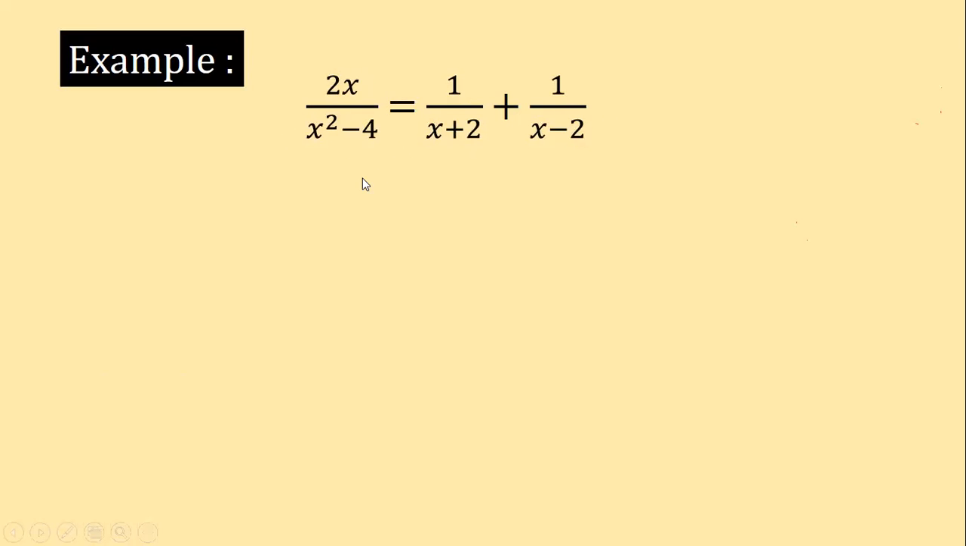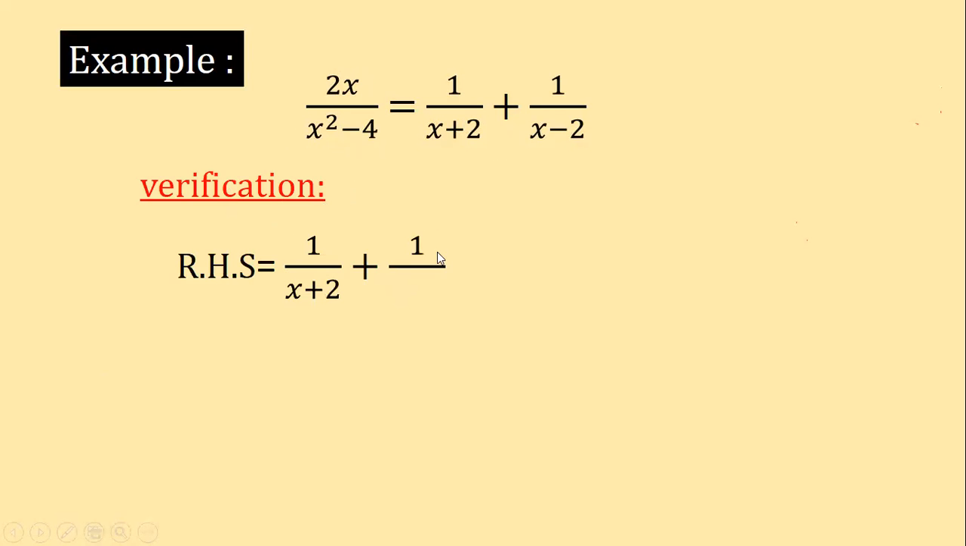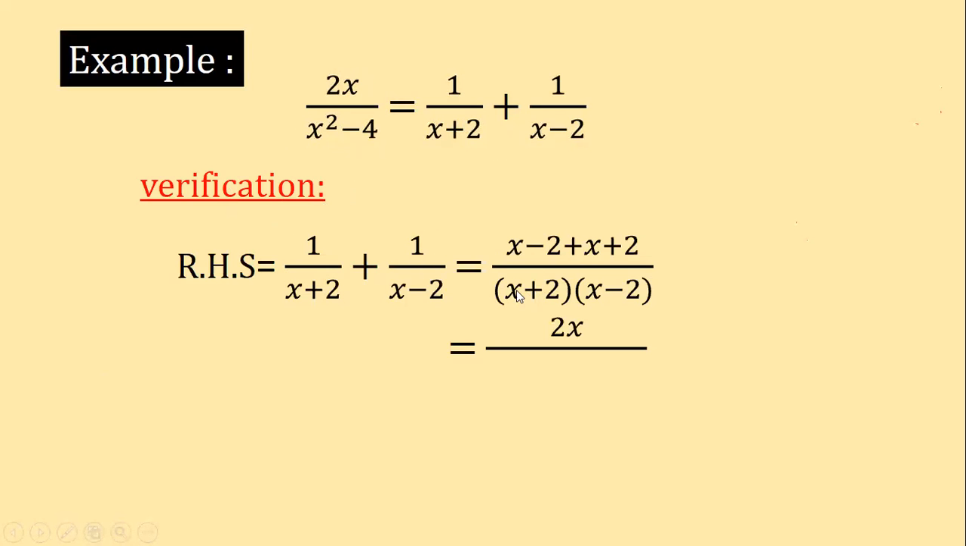Now let us see whether it is true or not. We should verify it. How to verify? Let us start from the RHS and come to the LHS. So, verification. What is the RHS here? 1 by x plus 2 plus 1 by x minus 2 is equal to, what do we do here, children? X plus 2 into x minus 2 is the LCM. 1 into x minus 2 is x minus 2, plus 1 into x plus 2 is x plus 2.